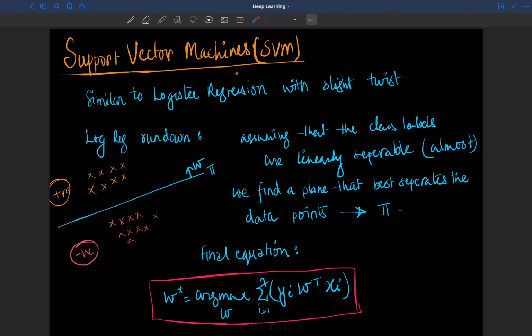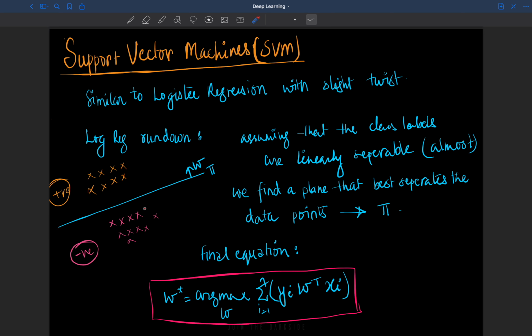Today I'll tell you about support vector machines or SVMs. SVM is quite similar to logistic regression. The intuition is roughly the same with slight twists and tweaks. So let me just give you a rundown of how logistic regression works and its equation just quickly. Logistic regression is basically, our motto is to separate two class labels.